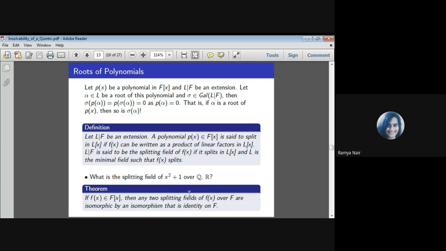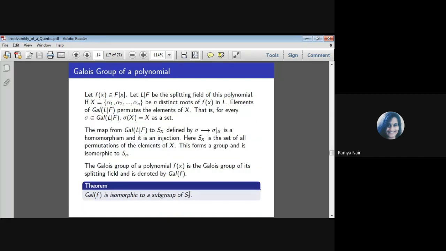So there's this theorem which says that any two splitting fields of a polynomial over F are isomorphic. This is just a technical thing. I am not going into the proofs of any of this.